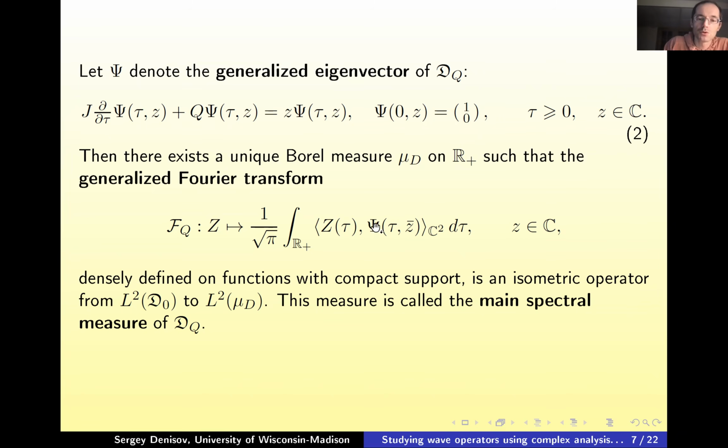So what we have to do is take the inner product in the original Hilbert space. And so this map is going to be an isometric map from L2, this is the original Hilbert space, to L2 with respect to some measure. So this measure is called the main spectral measure of this Dirac operator. And this is related to the spectral measure that Alexei mentioned.